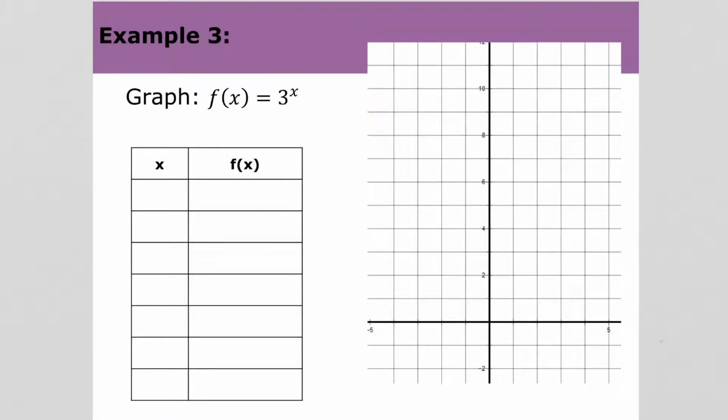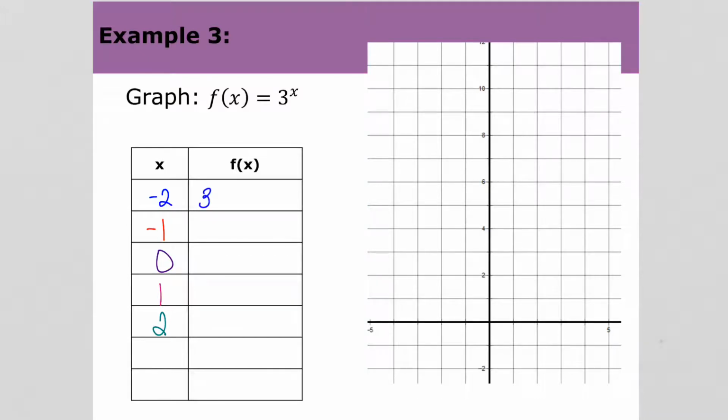For the next couple of examples, let's graph some of these. So y equals 3 to the x. If we pick some points, I'm going to go -2, -1, 0, 1, and 2. Then we just plug in.